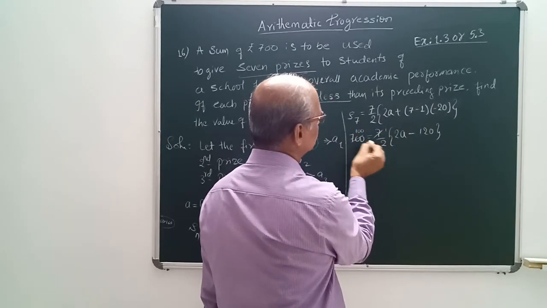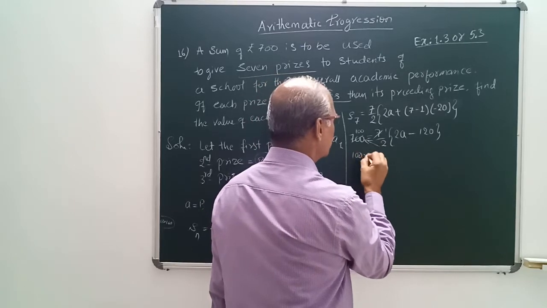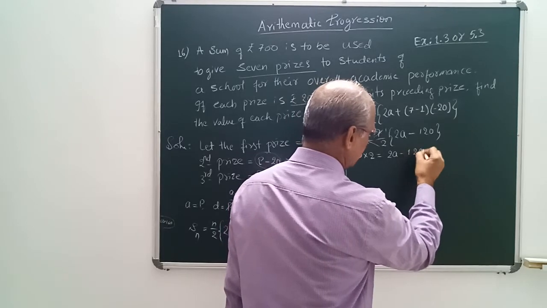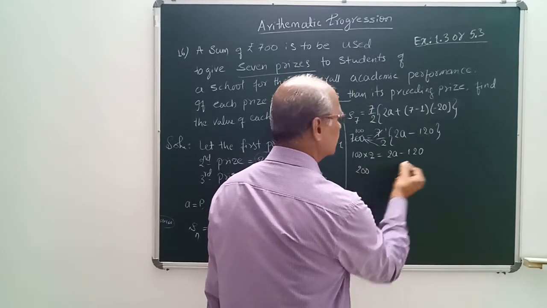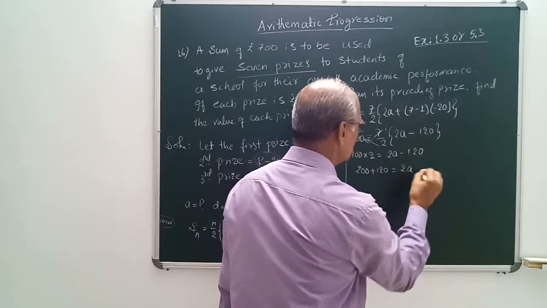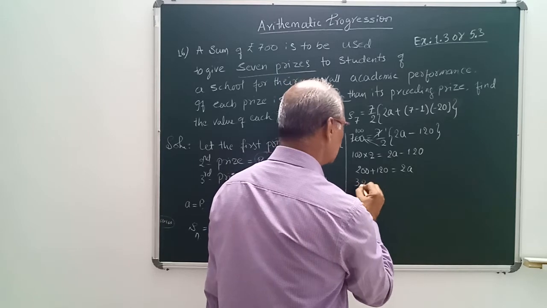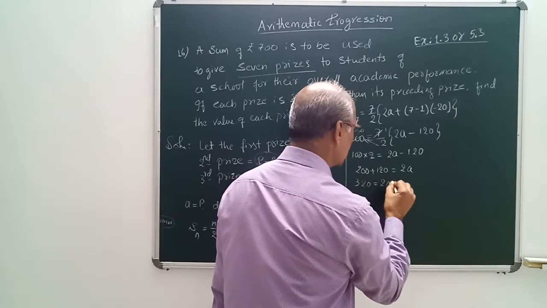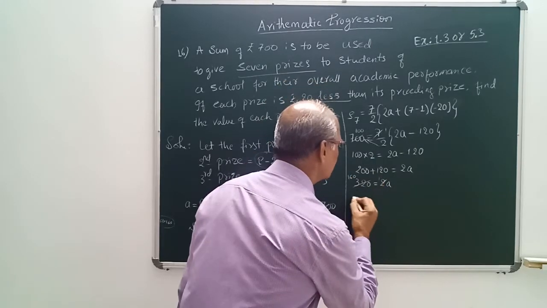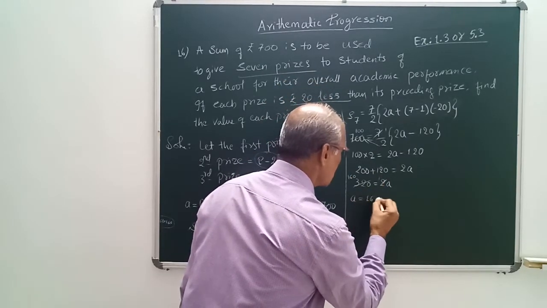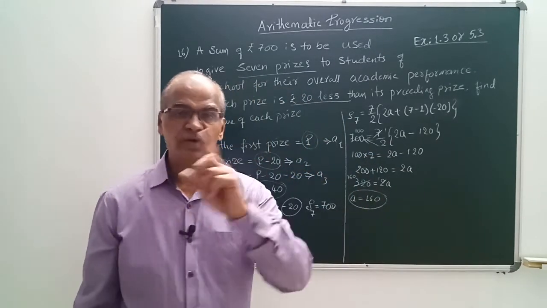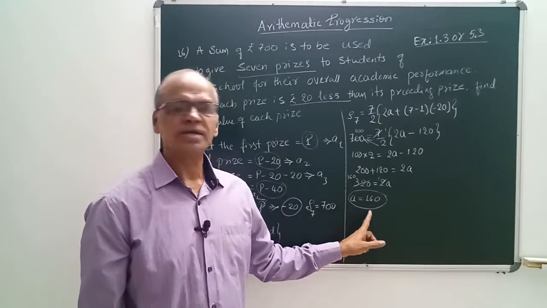Here 7 ones are 7, 700s are 100, this goes up. That means 100 into 2 is equal to 2a minus 120. So this is 200. Send this 120 to the other side: plus 120 is equal to 2a. So this is 320 is equal to 2a. Two 2s are 2s, two 6s are 0, so our a value is 160. What does it indicate? a means first prize, the first student. The first prize is 160.